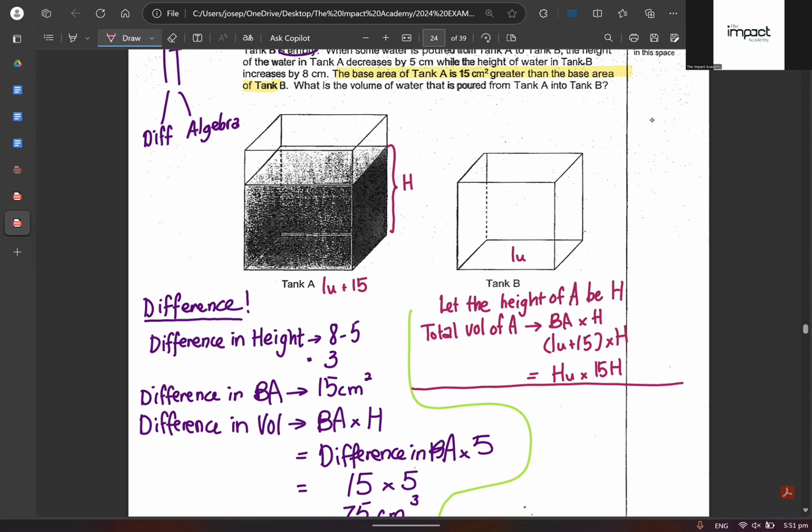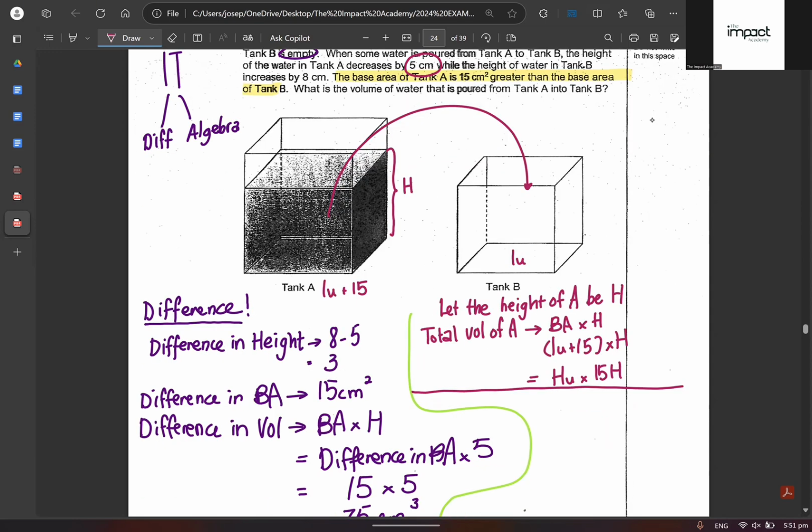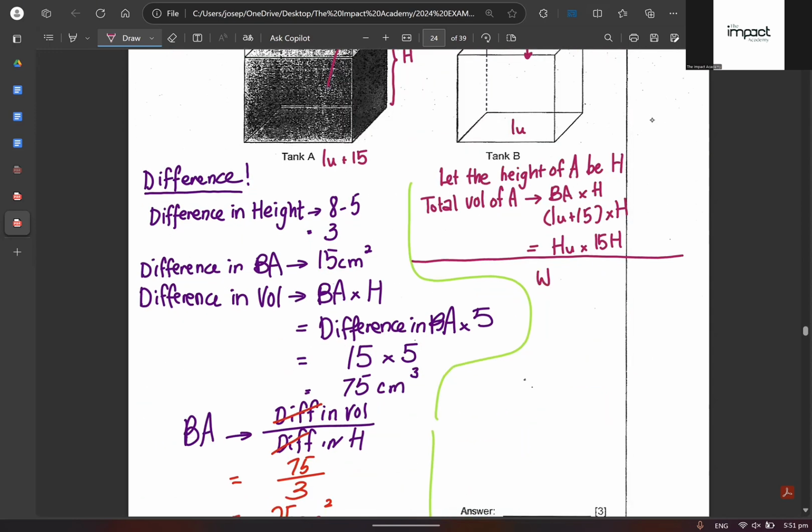Now, how much water came out? We learned that the height decreases by 5 cm. That means this 5 cm came out of tank A. So we are going to find water out from TA. TA stands for tank A. Am I making sense here? How do I find water out from tank A? What is the formula or the trigger words that I need to use to find water out?